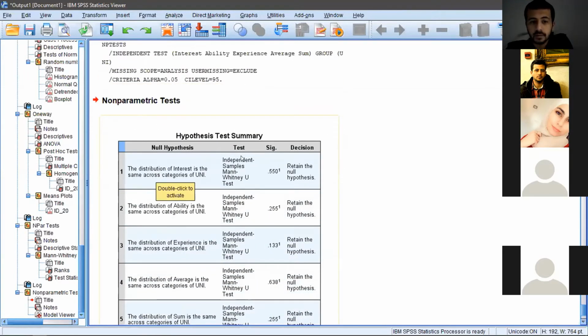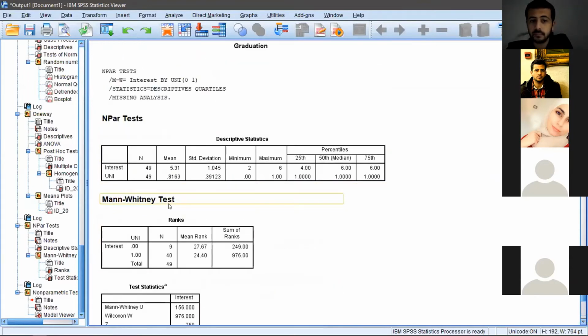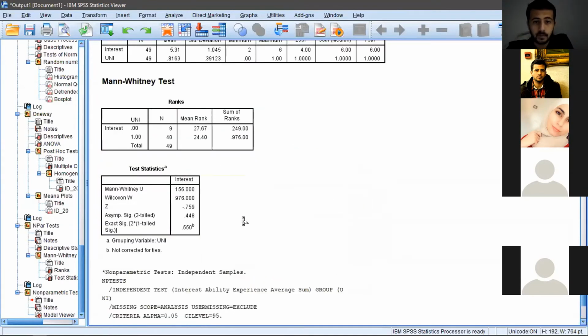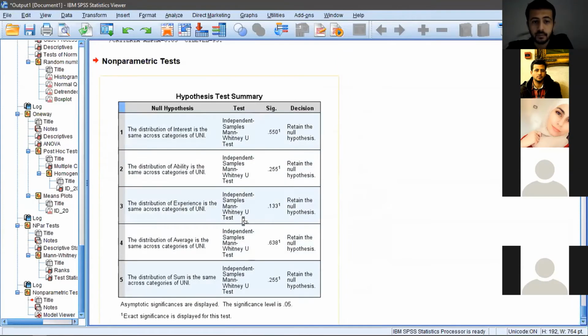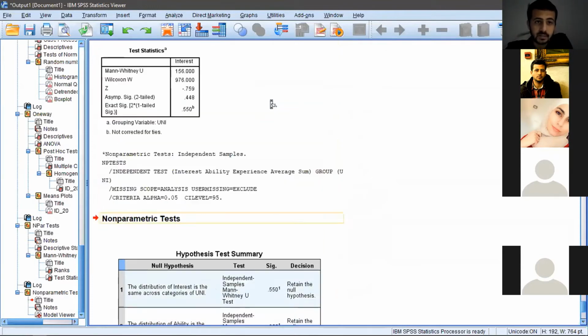Then they did the test. What was the test they did? Independent samples Mann-Whitney test. It is the same test I used. Is that right? Okay. Yes. Then they put the significance. Why is the significance different from the one we got in here? Do you see why it is different?